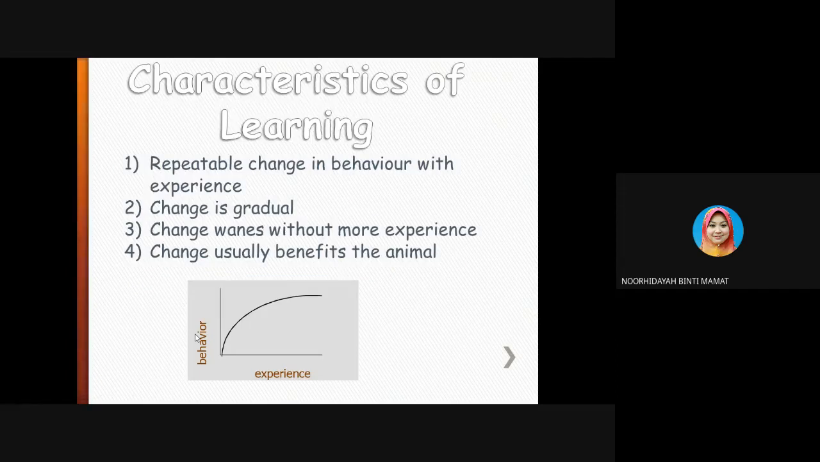So this is the characteristic of learning behavior. Just now, in innate behavior, we have three characteristics: fixed, stereotyped, and triggered by a releaser.